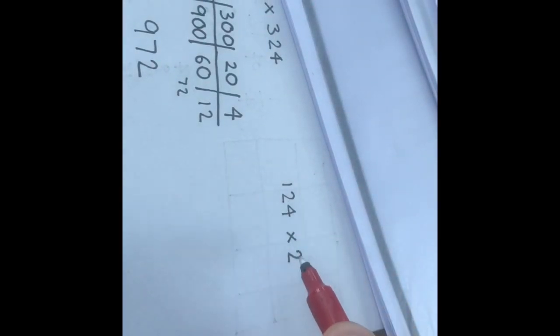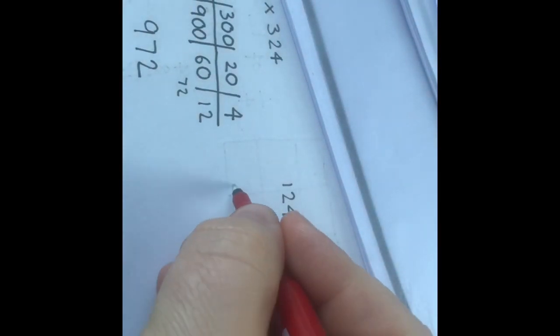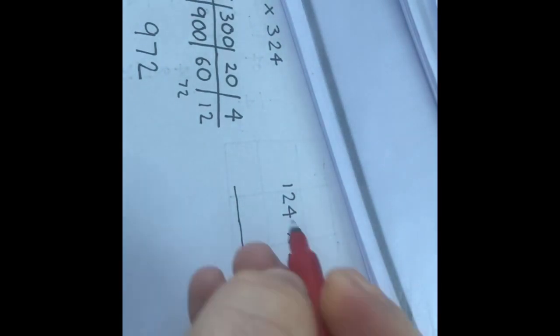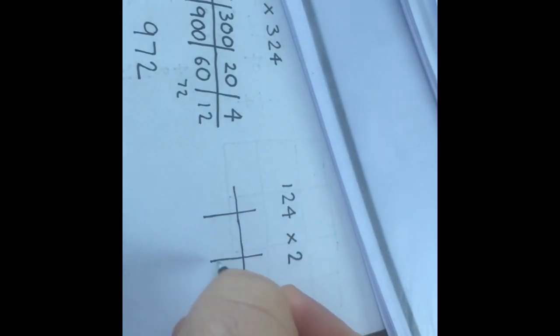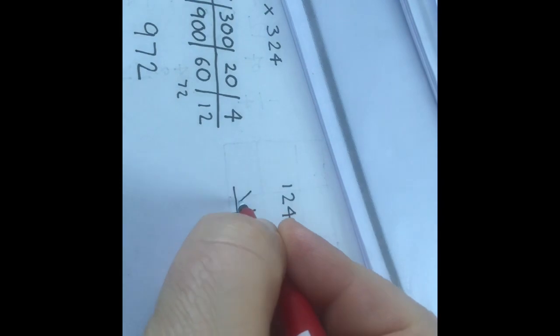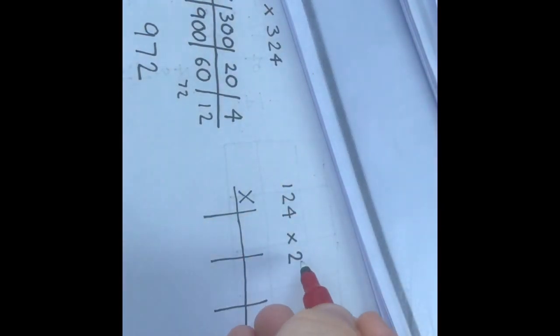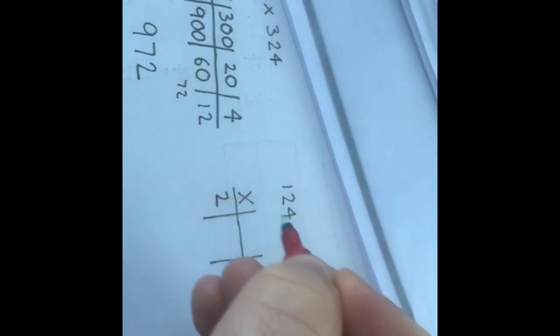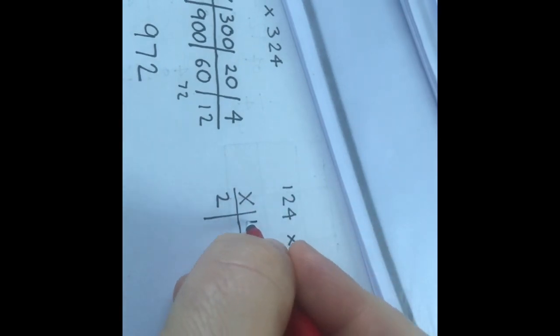Here it's laid out slightly different. There's still a big number and a small number. So we do the grid exactly the same. It's a multiplication question, so we put times. We put the small number down the side. And it's 100.